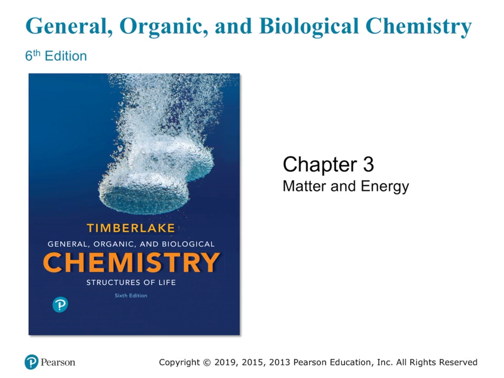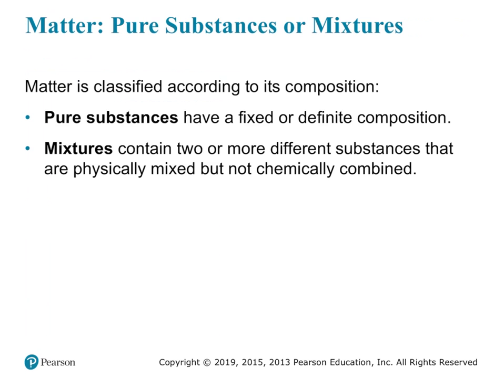All right, so we're going to start with Chapter 3. And again, this is all about matter and energy. So remember that matter is everything around us, and we're going to start classifying everything around us into certain categories. So matter can be classified according to its composition. So we either have pure substances or mixtures. So pure substances have a fixed or definite composition. And then mixtures contain two or more different substances that are physically mixed but not chemically combined.